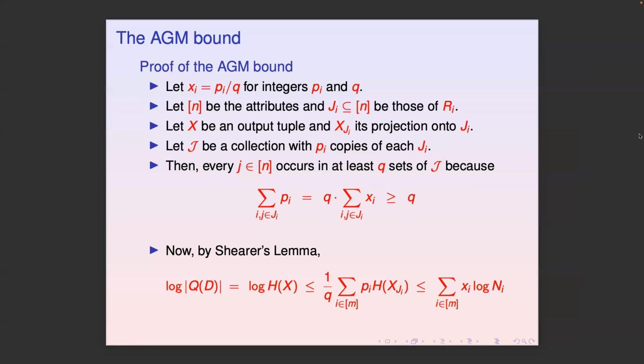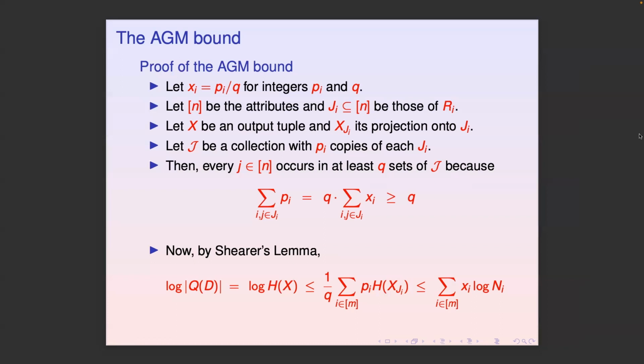Say that you have the attributes 1 to n and the G_i, and you call G_i the subset of attributes corresponding to the relations. So X will be an output tuple, and X sub G_i will be the projection of the tuple onto the attributes of the relation R_i, and J will be a collection where you will put p_i copies of the attributes of each relation R_i. Remember that x_i is the weight that the linear program assigned to relation R_i. So we will convert this to integers, right? We will put p_i copies of each of the set of attributes of the corresponding relation.